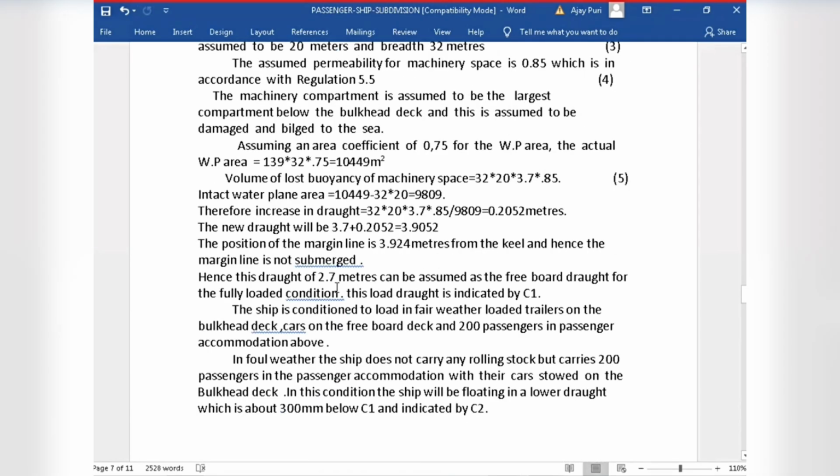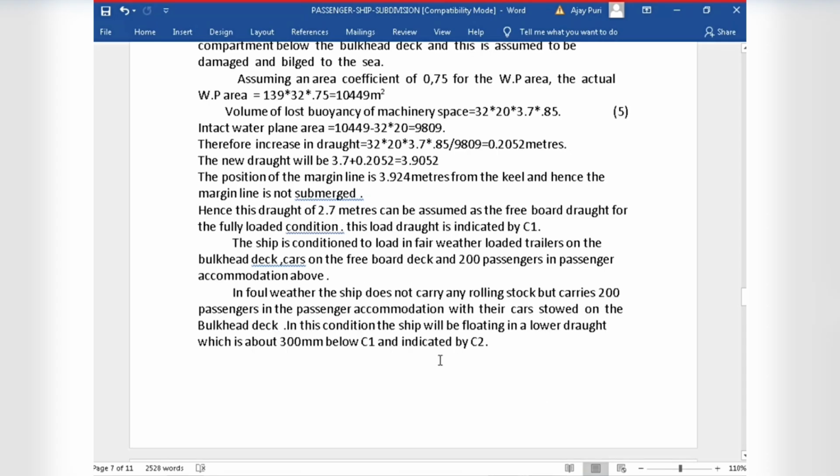Now this draft of 2.7 meters can be assumed to be the freeboard draft for the fully loaded condition, and this load draft will be indicated by C1, the topmost. Now this is conditional to the load in fair weather: loaded trailers on the bulkhead deck, cars on the freeboard deck, and 200 passengers in the passenger accommodation above. Now in foul weather, the ship does not have any rolling stock but carries 200 passengers in the accommodation, with cars stored on the bulkhead deck. In this condition, the ship will be floating at a lower draft, which is 300 mm below C1 and indicated by C2.